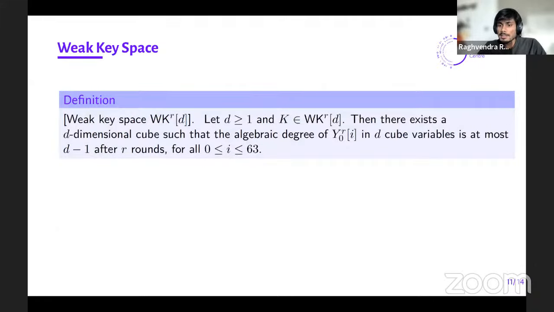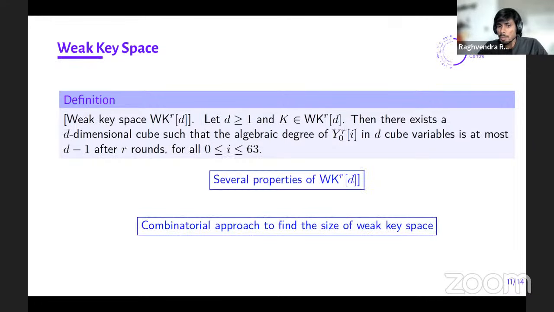Now this indexing set is just one, so we have to capture all the possible sets. For that, we introduce the notion of weak key space. At a high level, or very informally, this means we define some set of keys, and if we pick any key from that set, there should exist a d-dimensional Q for which its degree is at most d-1 after r rounds. For this, we give several properties of this space in our paper, like Hamming weight and the relationship between d and d+1. We also give a combinatorial approach to find the size of this space.